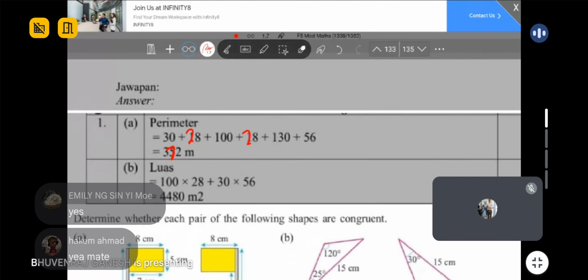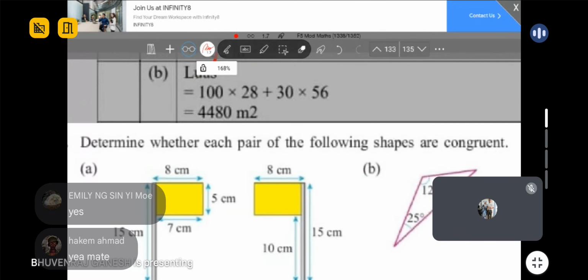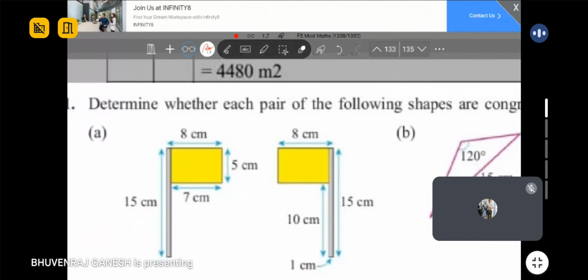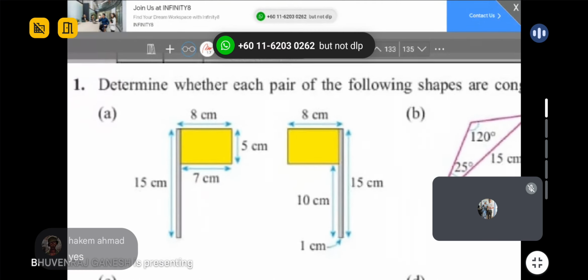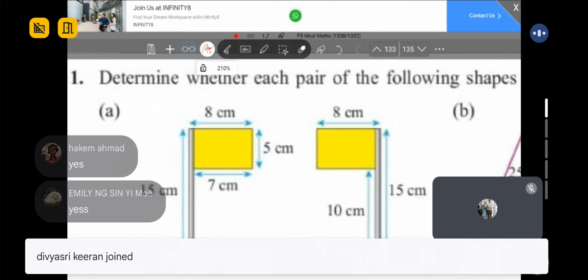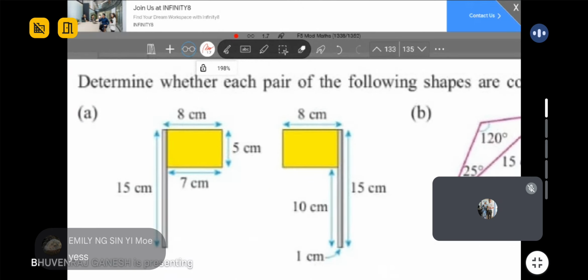Okay, next one. Okay, guys, now we test and see. Can you all tell me, are these pairs congruent or not? Adakah pasangan ni congruent ke tak? Okay, first one, very good, congruent.